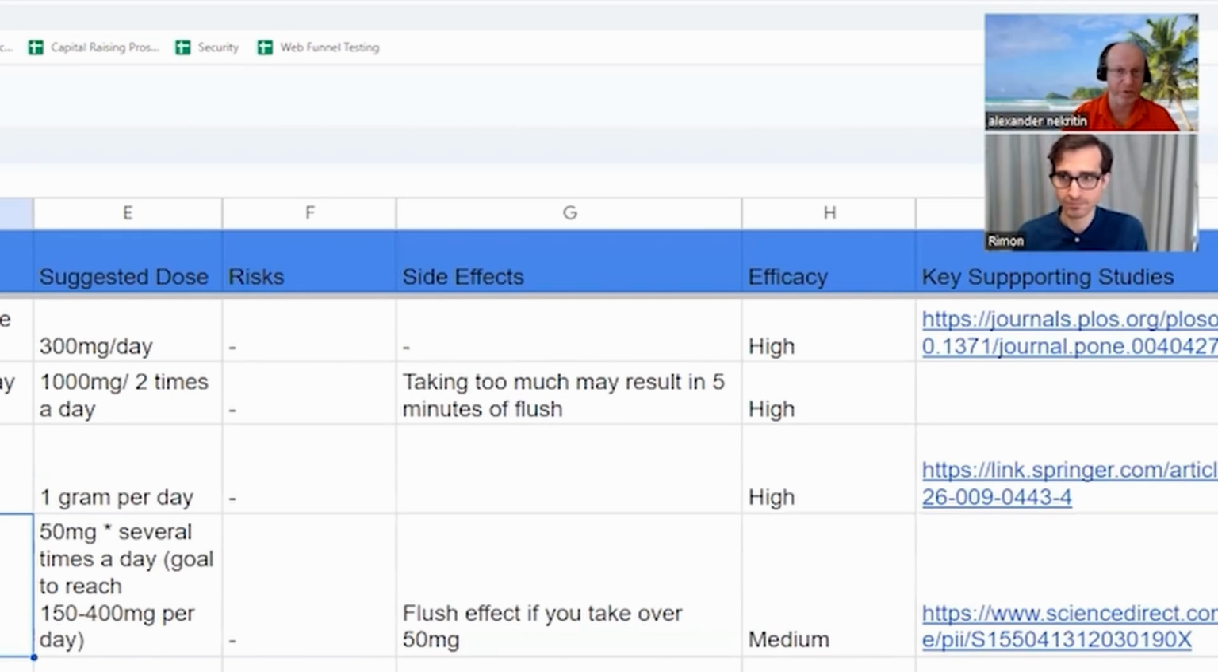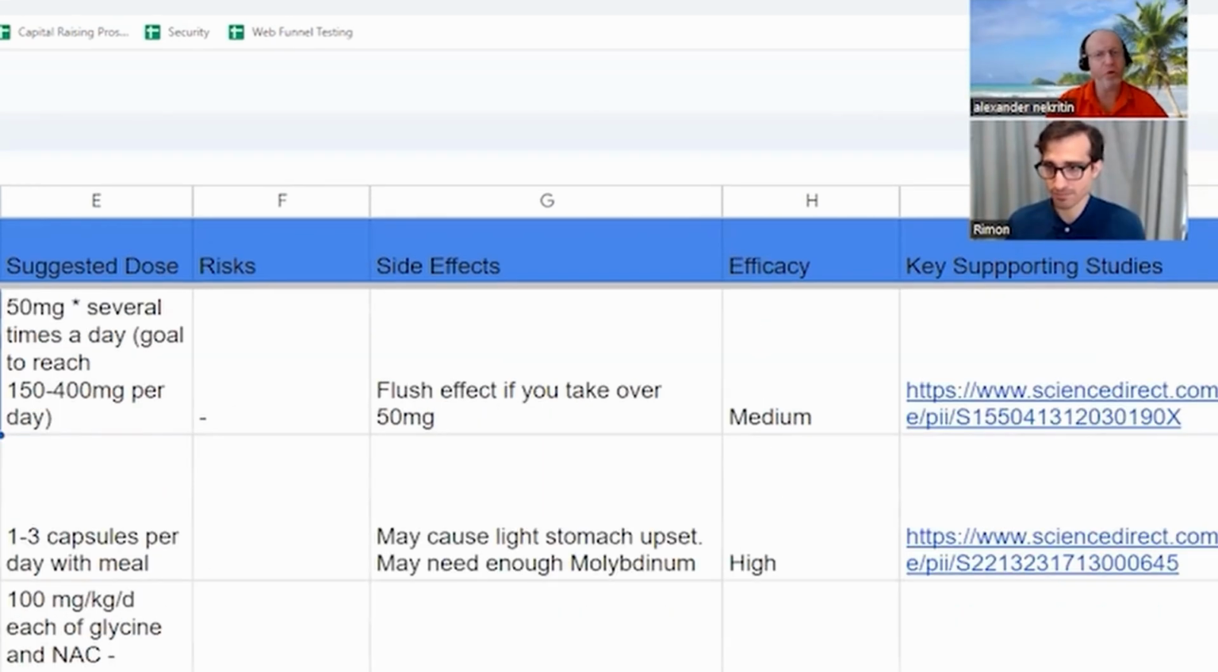This might be a safer way to do it than, like I said, what I know people do, the IVs of the NAD. Why not just do this, right? You take a low dose niacin. Let me ask you this question. So we have the benfotiamine. Yeah, split it up.